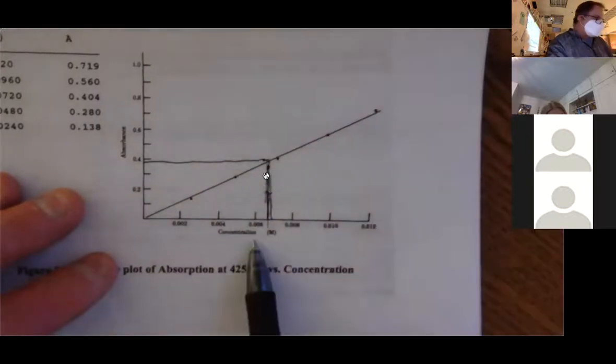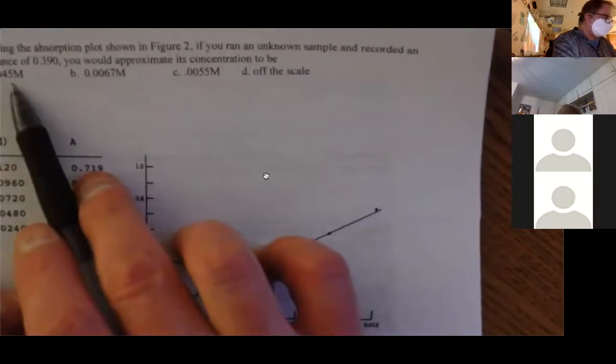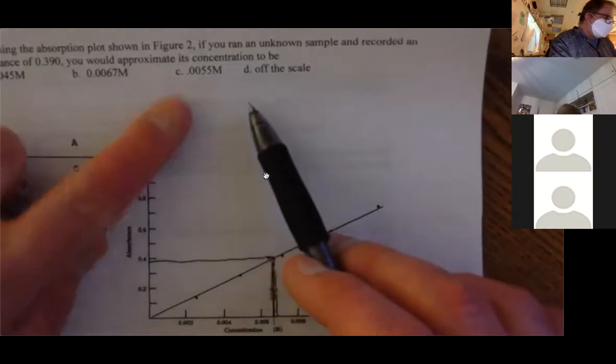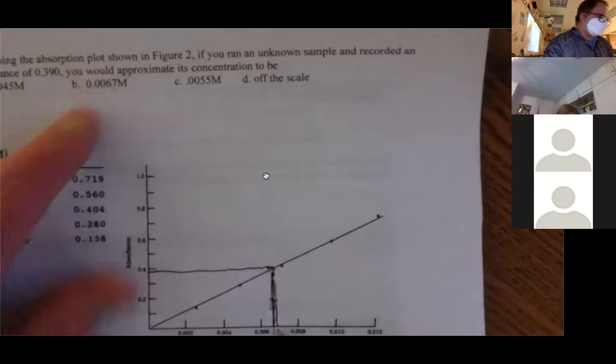So which one matches up best with this? 0.006. That's too low. That's too low. We're not off the scale. So it must be 0.0067.